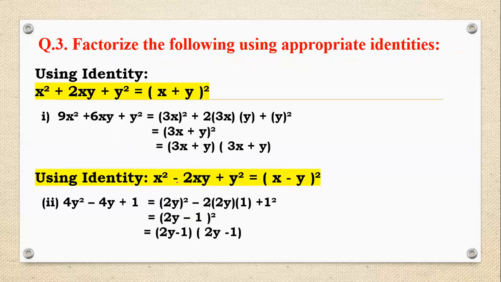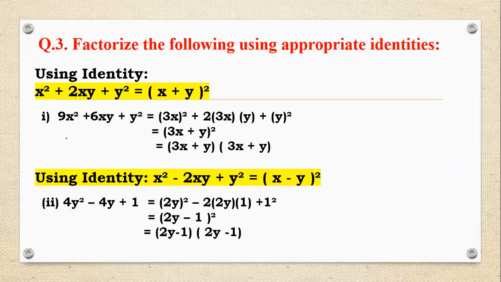Now we have to factorize the following using appropriate identities. So the factorization has been done here using the first part. You can see the identity is (x + y) whole square. When expanded we write it as x square plus 2xy plus y square. So the factorized form is (x + y) whole square.